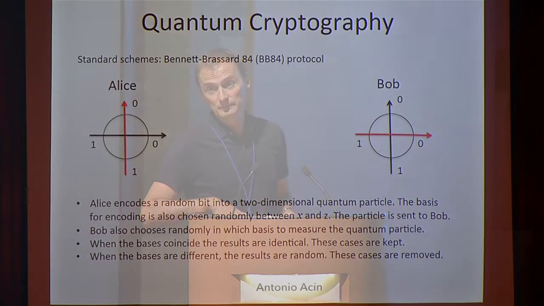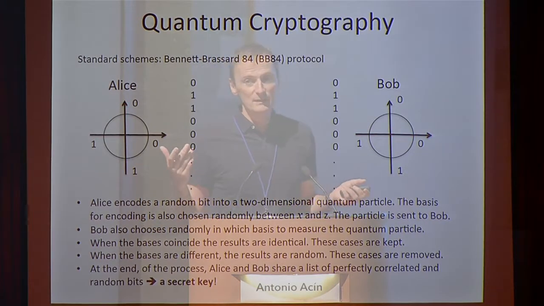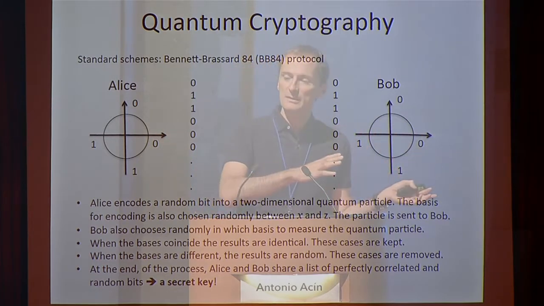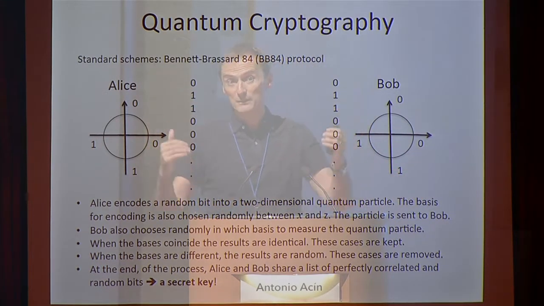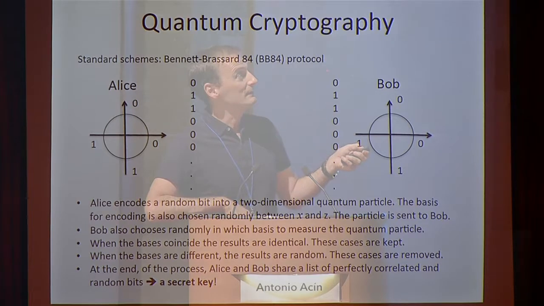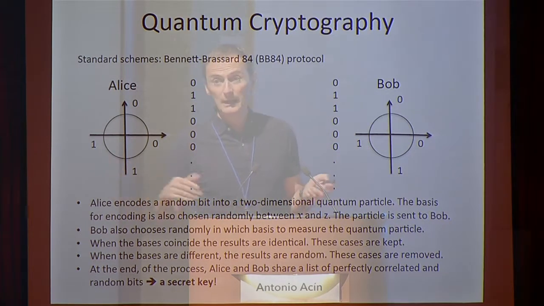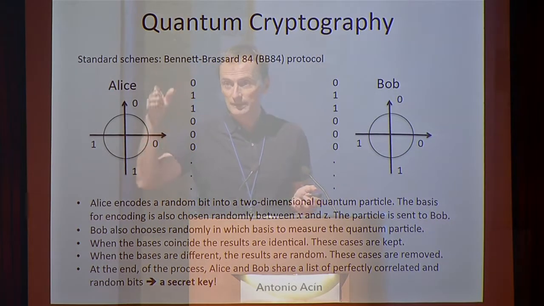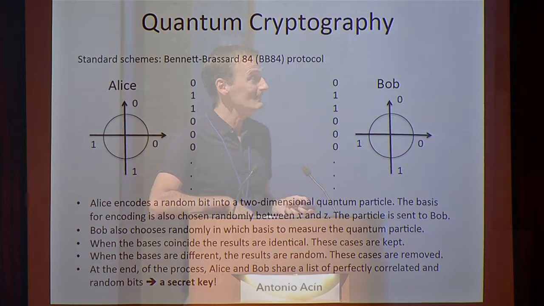and they throw away the remaining cases. So at the end of this process, you understand that, okay, it's not super efficient because in half of the cases they will throw away some of the symbols, but for those symbols that they keep, whenever Alice sends a 0, Bob has a 0. Whenever Alice sends a 1, Bob has a 1, and so on and so on. And this looks like the secret key. Okay, so it's a list of bits that are perfectly correlated.